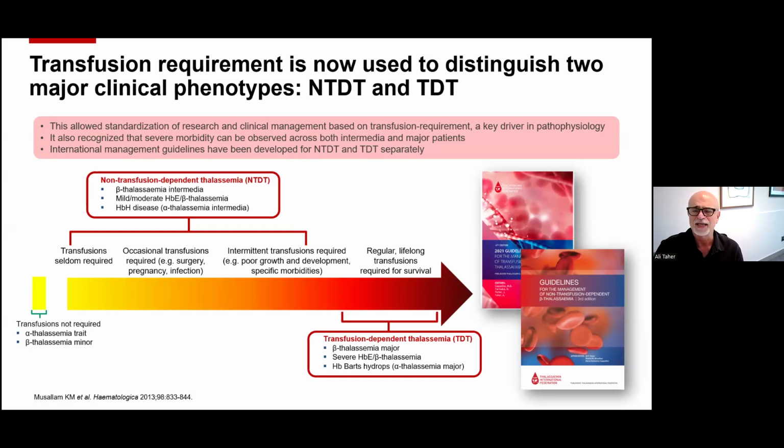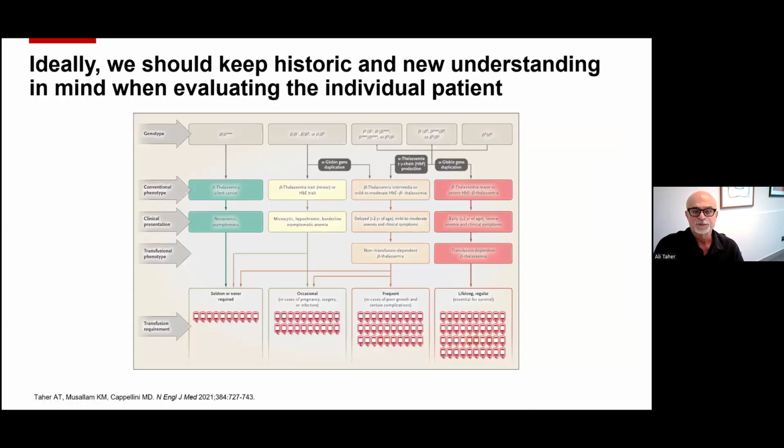NTDT, which is our talk today, are those patients who do not require continuous blood transfusion for survival. However, they might require blood transfusion every now and then, occasionally for surgery, pregnancy, infection, intermittently, specifically for growth, school performance, or specific morbidities. And sometimes with age, we're noticing that these patients are requiring more and more blood transfusion. While the TDT cannot survive at all without blood transfusion, and this is what we used to call beta thalassemia major.